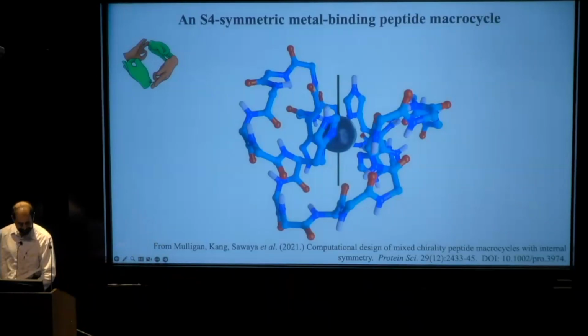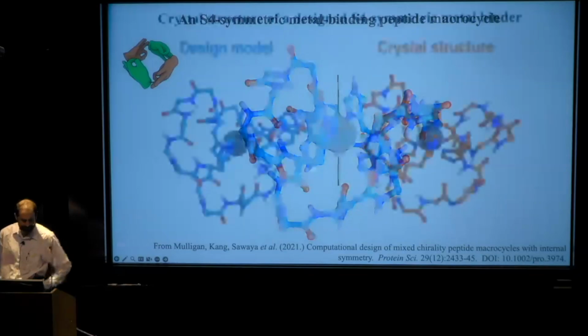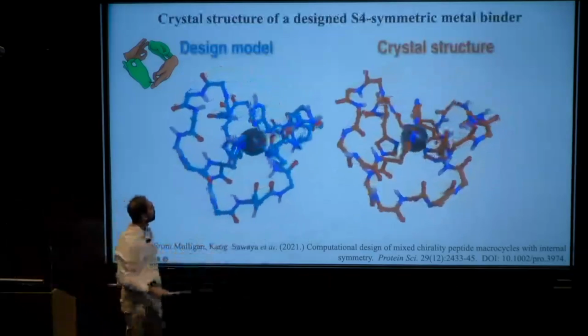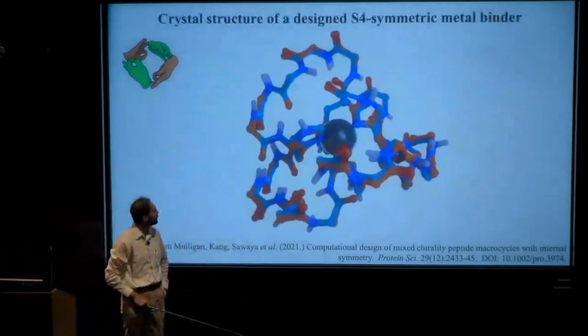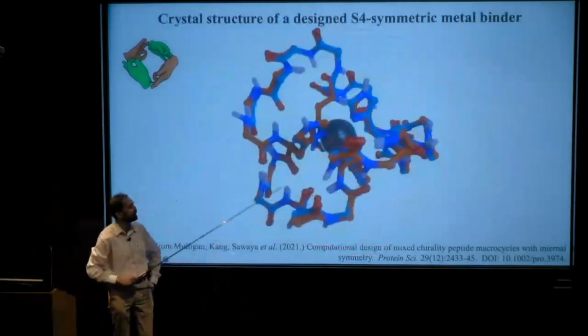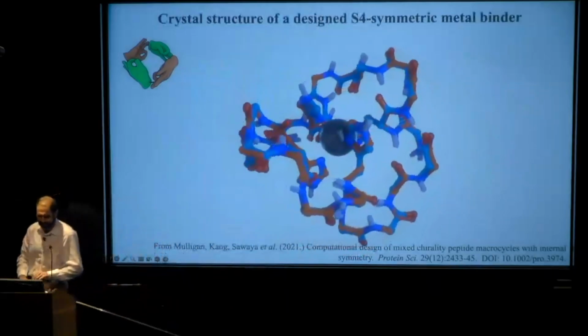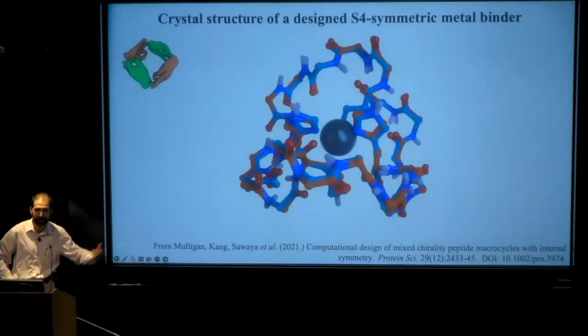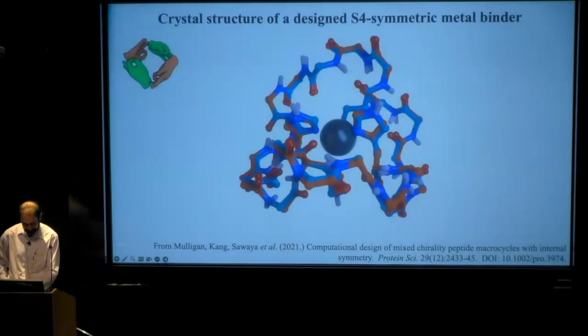I designed a bunch of these, and we decided that because this is a hard molecule to synthesize, we'd synthesize one. And we synthesized it, and we solved the X-ray crystal structure, and we successfully designed the thing to sub-angstrom precision. I'm not showing all the side chains here that cause it to fold, but this is just showing that we can get something to fold and function a little bit too. So this is a metal binding peptide.